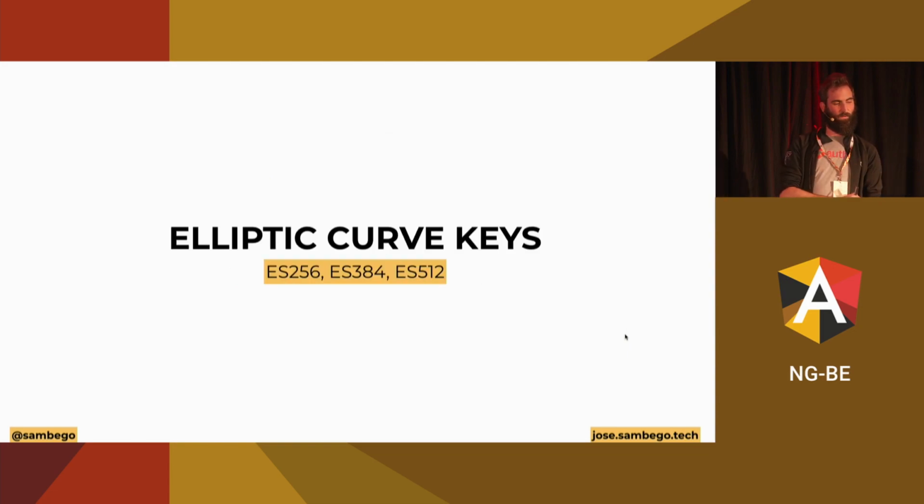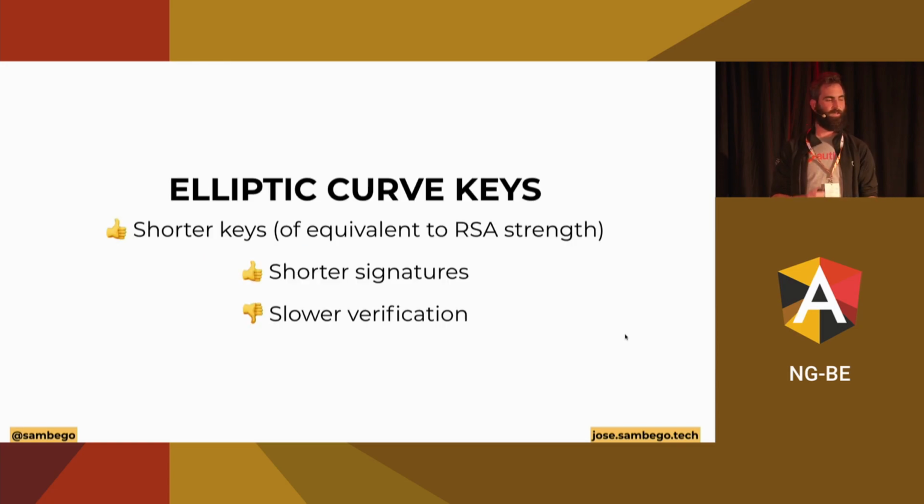If we look at elliptic curve keys, ES is the most commonly used algorithm that uses elliptic curve keys. They require shorter keys for the same amount of security that those longer RSA keys have, which means you have shorter signatures, but it is also a more complex algorithm, so it's slower to verify and slower to create those signatures.